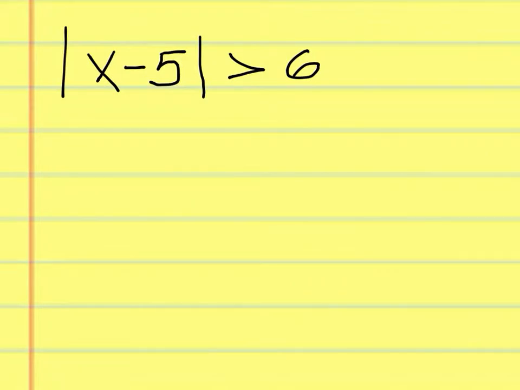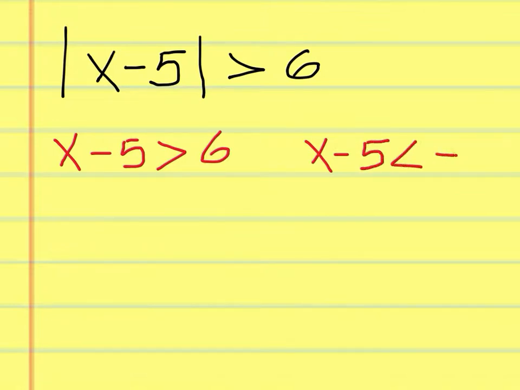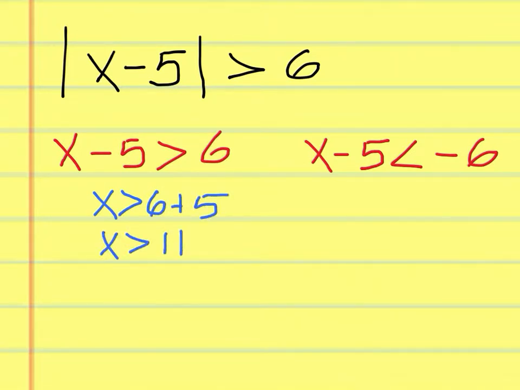To solve this absolute value inequality, you have to write it as it appears without the absolute value brackets. And then you must write it a second time with the x minus 5, but flip the inequality sign and change the sign of the number on the right. Then you go through and solve both of them. X greater than 6 plus 5 is x greater than 11. And on the right, x less than negative 6 plus 5 is x less than negative 1.